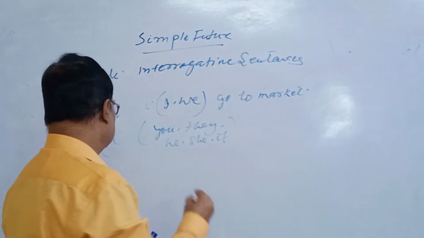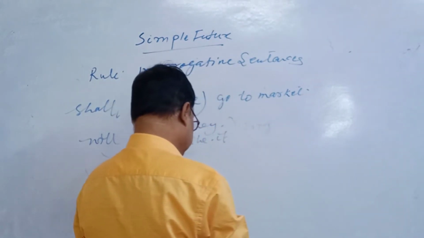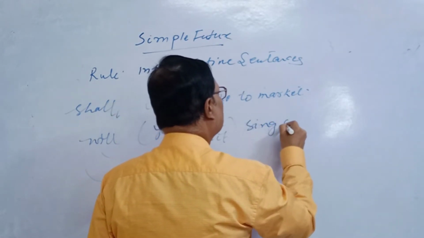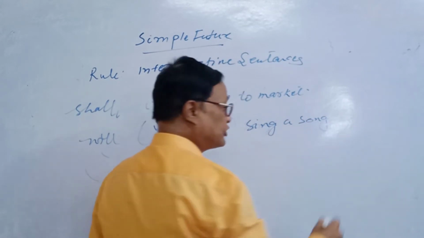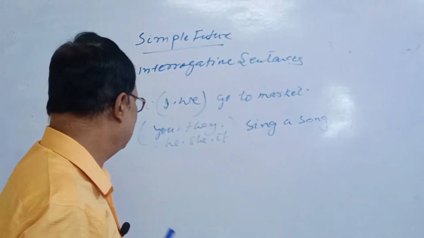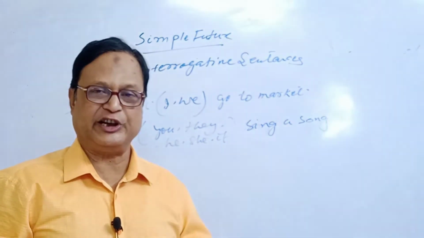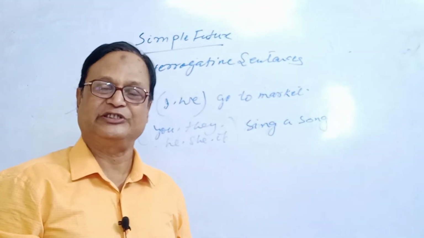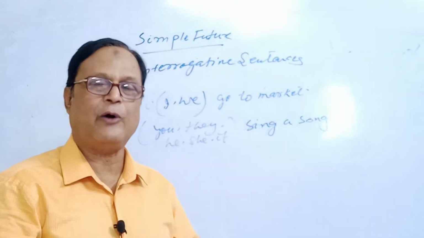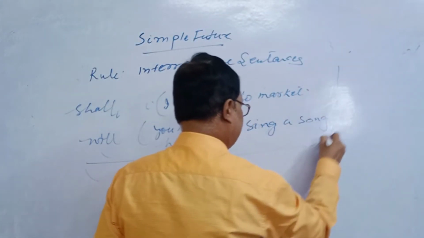Now here is this. Will you sing a song tomorrow at the party? Yeah, it is very good. Will you sing a song? Will you play? Will she come tomorrow? Kya wo aayegi? Will he dance in the party? Kya wo party mein dance karega? Now this is called the interrogative sentence.